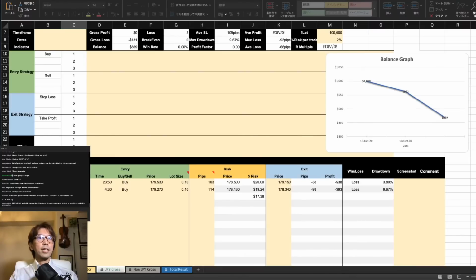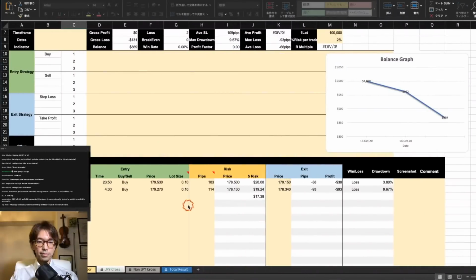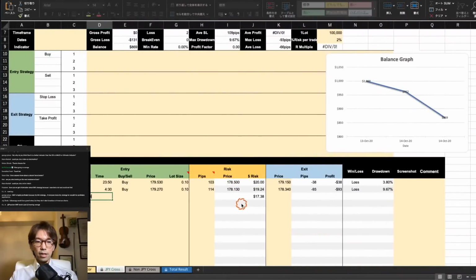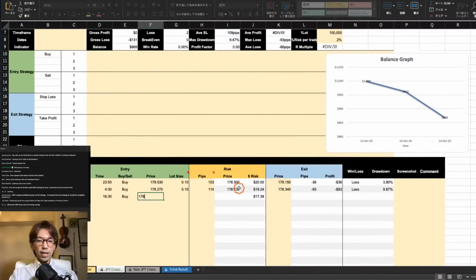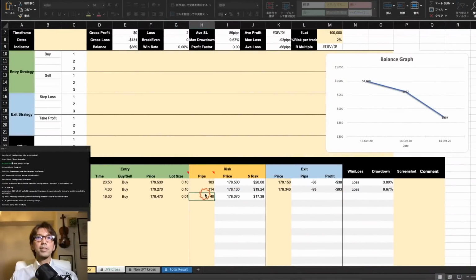So this is going to be the third trial. GBP/JPY, on the 14th of October, the same day. And the time was 16:30. And I took a buy here at the price of 178.470. And this time I just go for 0.01 lot. And the pips to the stop loss was 40 pips. Right, so I enter with 40 pips of stop loss, and see if it's gonna run the profit this time.